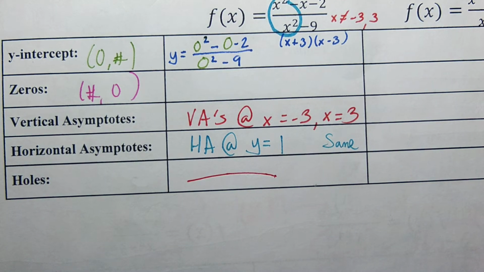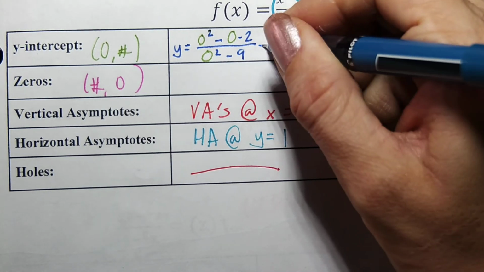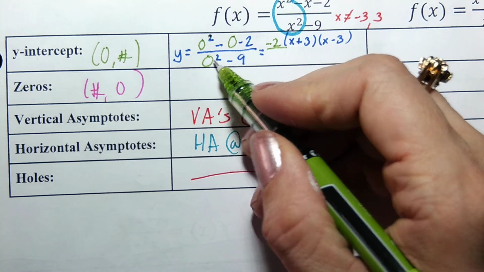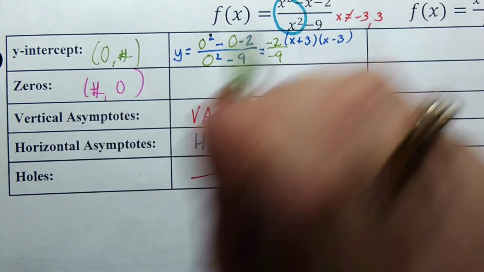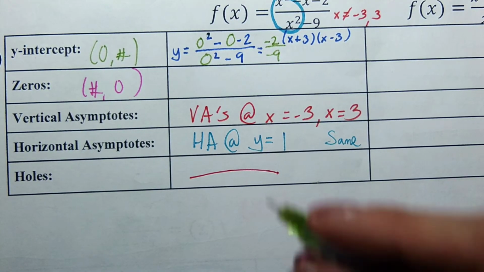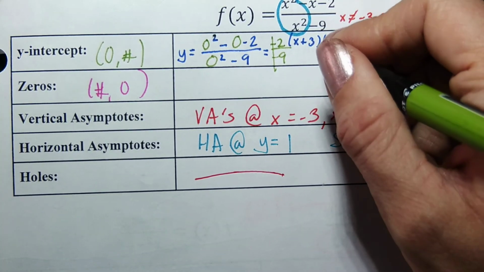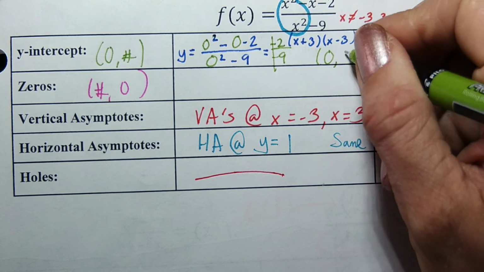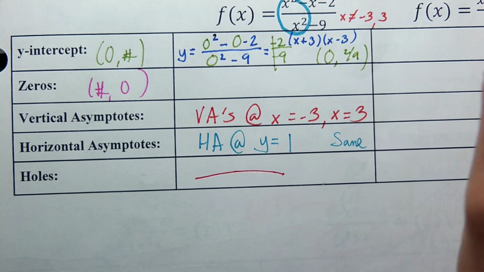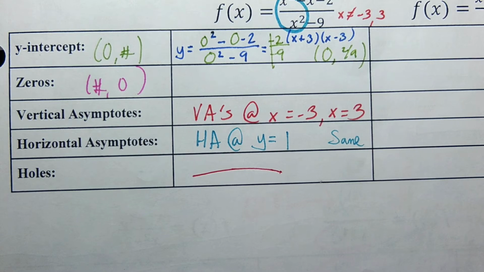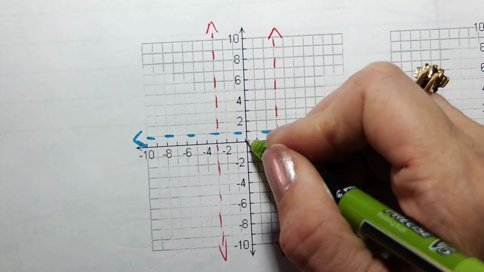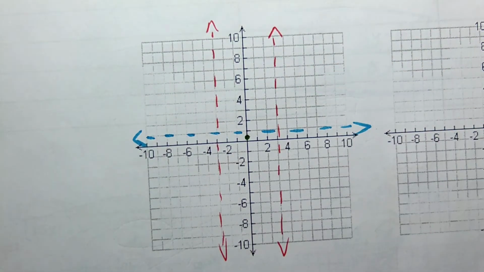Zero squared, 0. Minus 0, 0. Minus 2, -2. On the top, 0 squared is 0. Minus 9 is -9. Okay, are we going to leave that as -2 over -9? No, make them a plus. And our y-intercept is 0, 2 ninths. You can look and see what that decimal is on your calculator if you want, but I know that it's less than 1/2. So 0, and then up a titch. Right about there-ish.